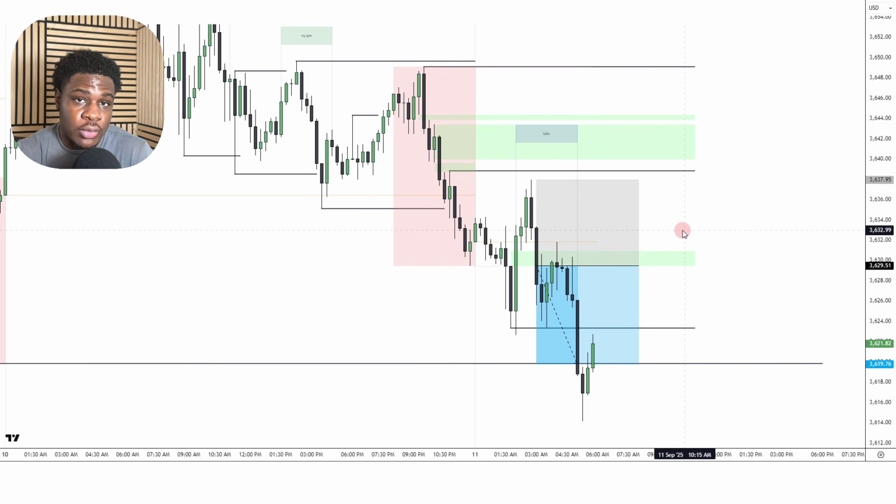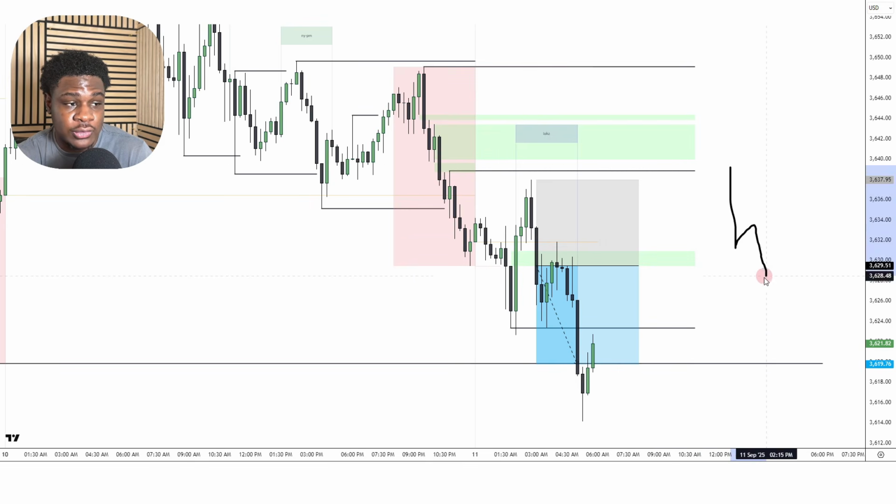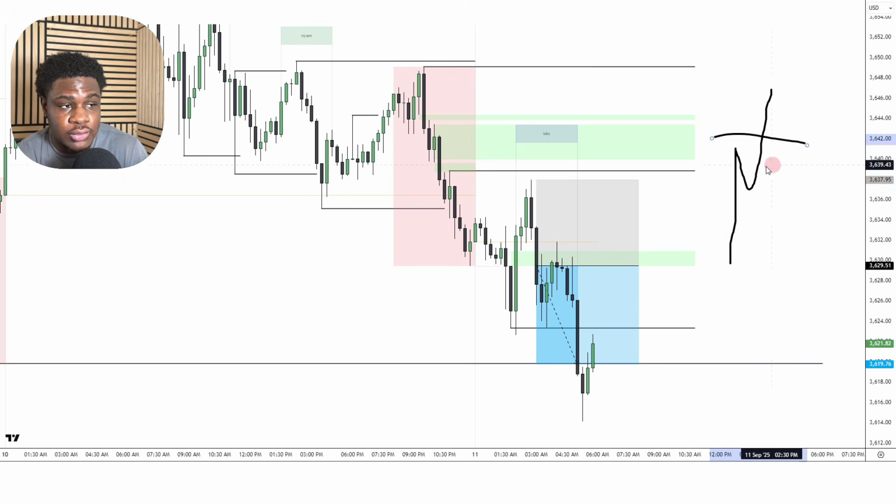Fair value gaps and order blocks are confirmations. If price is bearish, it's going to break through bullish fair value gaps. If price is bullish, it's going to break through bearish fair value gaps.